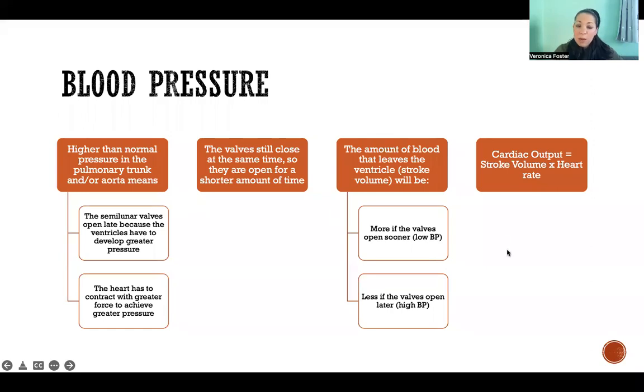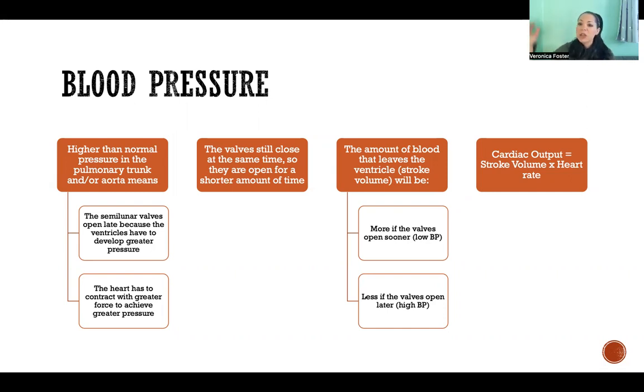Okay, so blood pressure is a really important factor here. So if we have elevated, chronic high blood pressure, then what that means is that the semilunar valves are going to open later than normal. Okay, so they're going to open late because it takes more time to accumulate a greater amount of pressure in the ventricles so that it's sufficient to overcome the high blood pressure in the vessels.